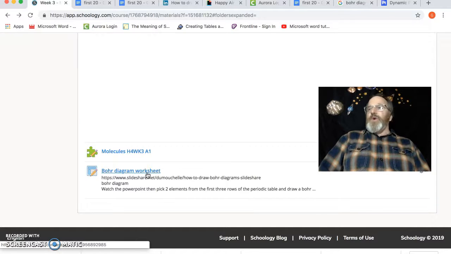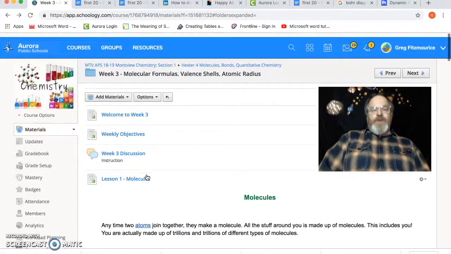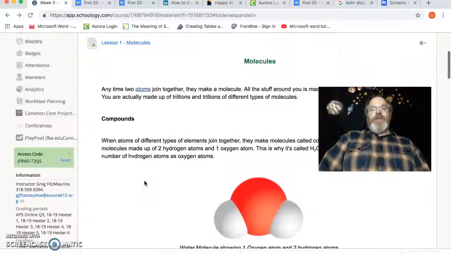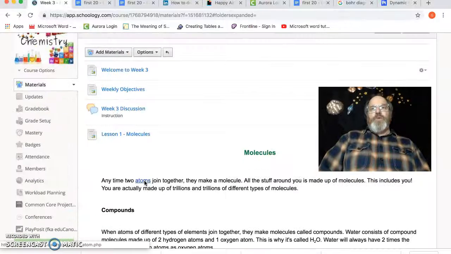Main thing is keep working on assignments. If you want to knock out week 3 first, our couple of assignments here, then go back and do your week 1 and week 2 missing assignments. Feel free to do that. I can't stress enough how much you need to get the missing assignments in.